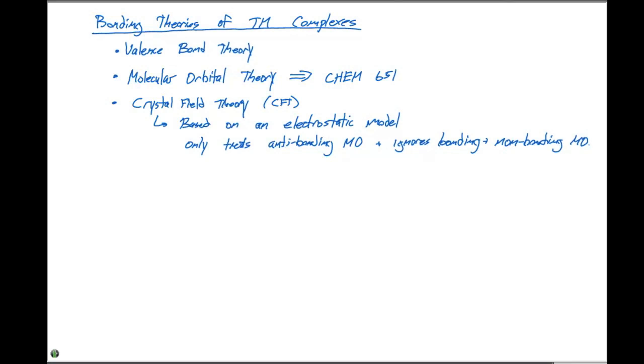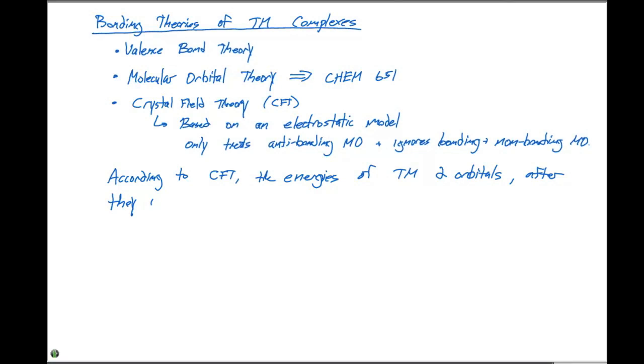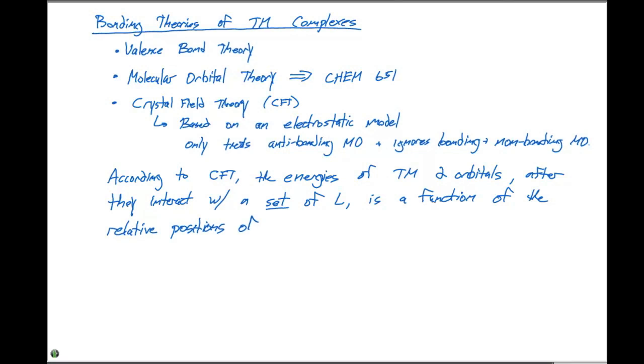So what we can say about this now is that according to crystal field theory, the energies of transition metal d orbitals after they interact with a set of ligands is a function of the relative positions of the ligands and the individual d orbitals.